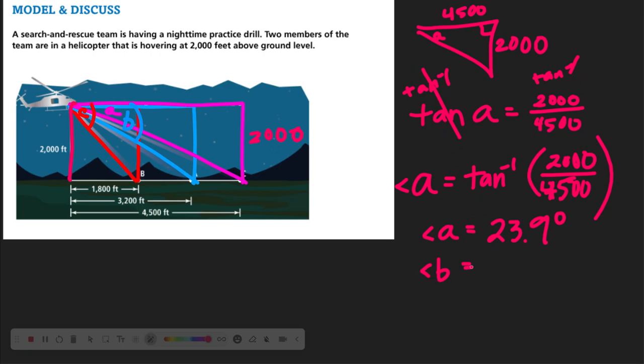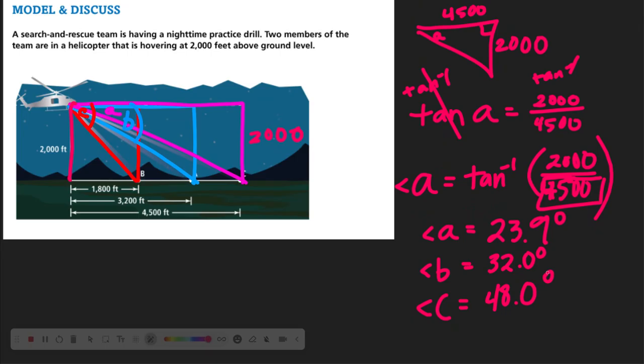Angle B will be the tangent inverse of 2,000 over 3,200, Isaac. We're just changing this each time. 2,000 stays the same. It's 32.05. Okay, and then how about the tangent inverse of 2,000 divided by 1,800? That's 48.012.